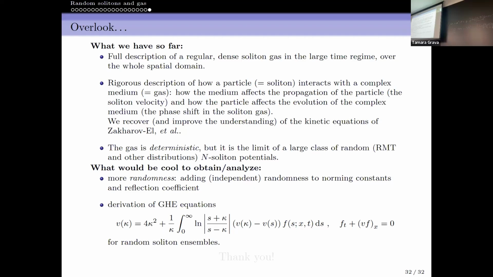Okay. Is it a GHD equation? Yeah. Okay, so I think I'm done. So thank you.